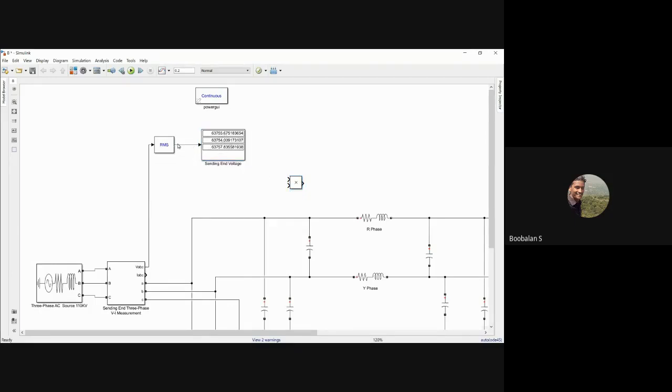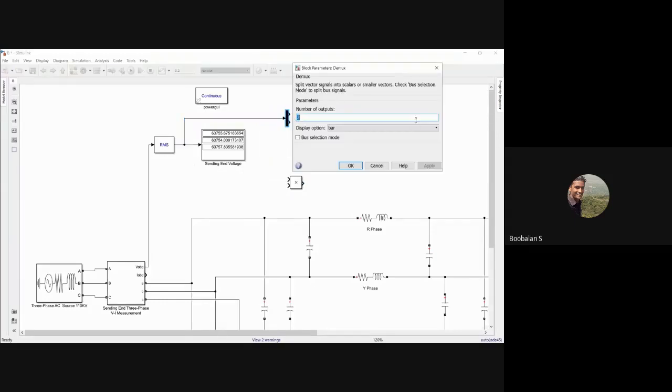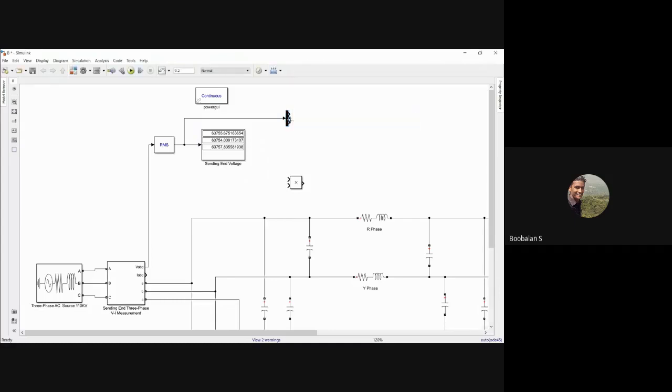Three values are coming from this line: V, A, B, C. We need to split these values, and for that purpose we need a demultiplexer. Individually we definitely need a demultiplexer. Just search for a dmux and connect this dmux over here. With three values, the number of output ports will be 3: R, Y, B.